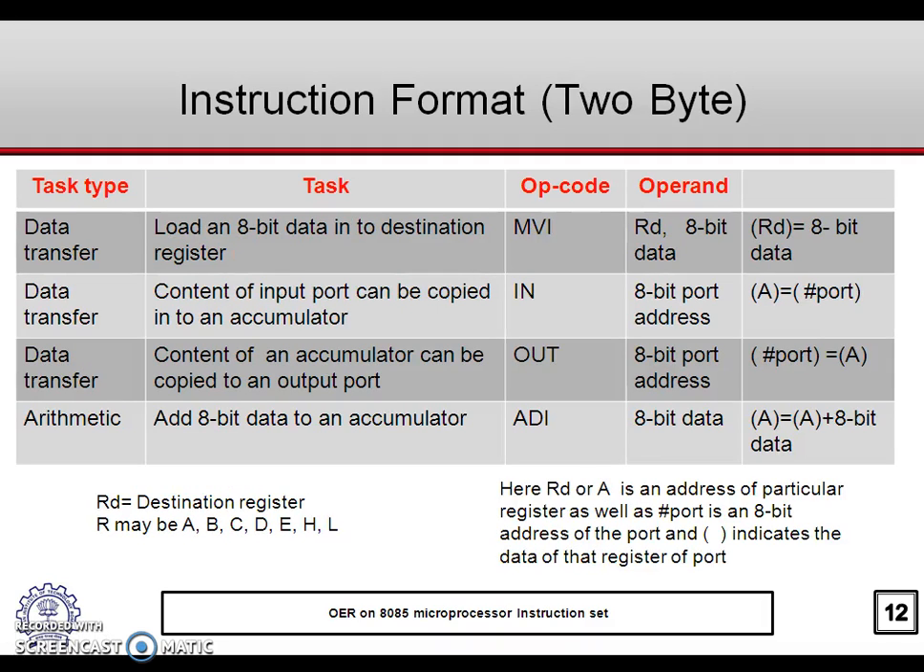Instruction format, 2 byte. So here 2 bytes are occupied in memory. First byte is opcode, second byte is operand. So these are the tasks, data transfer task, and here arithmetic task is there. And here the meaning of RD, RS, port, etc. is shown below.